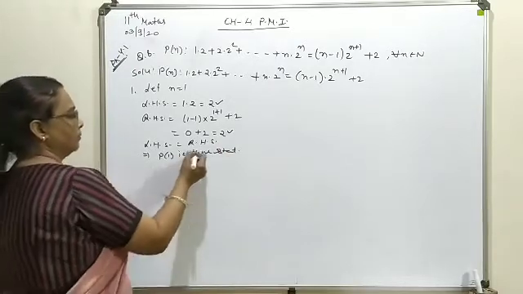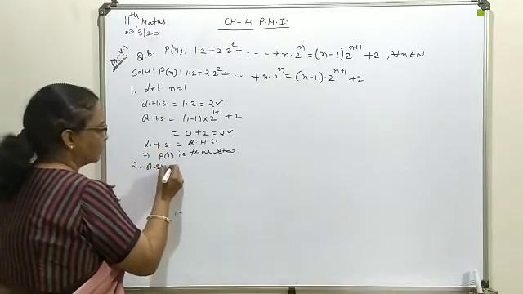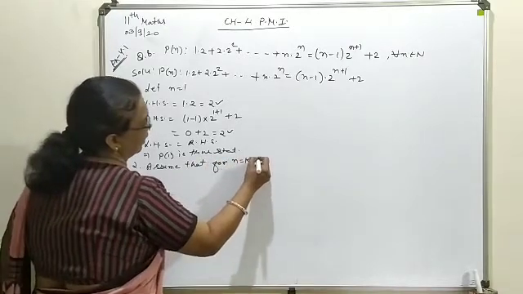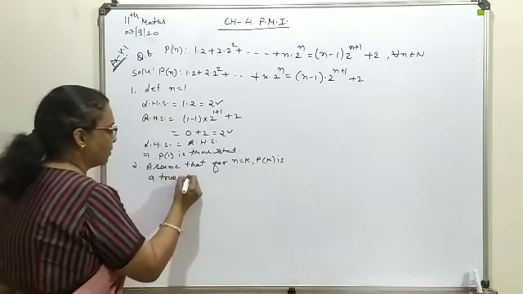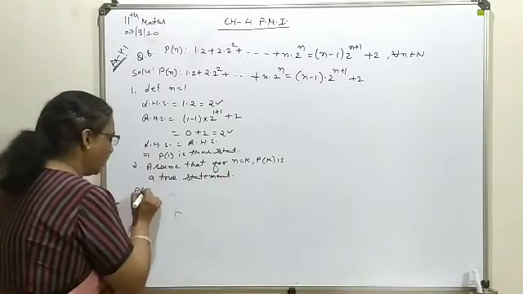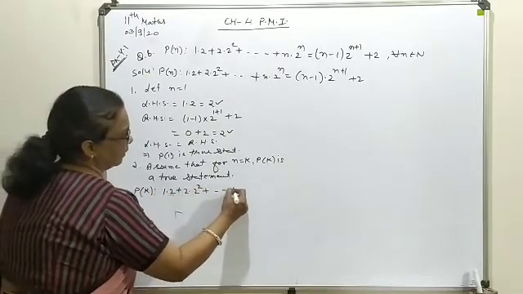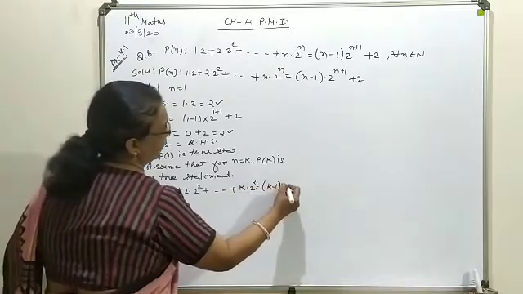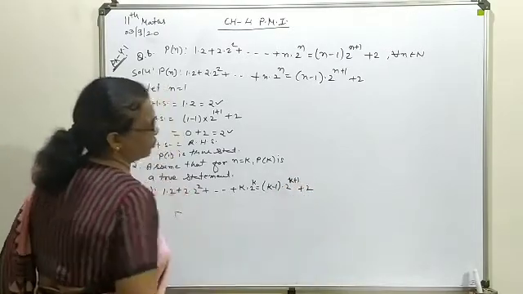Now the second thing: we will assume that for n is equal to k, Pk is a true statement. That means Pk we can write as 1 into 2, 2 into 2 square, like that up to k into 2 power k, equals (k minus 1) into 2 power (k plus 1) plus 2, with k written everywhere in place of n.